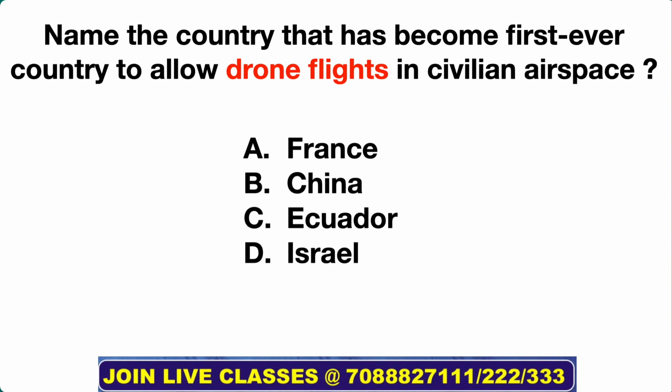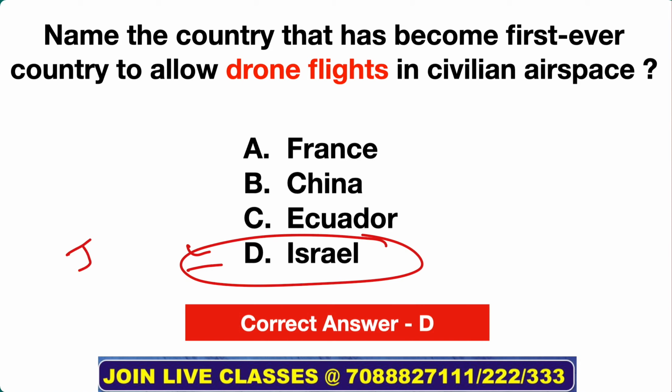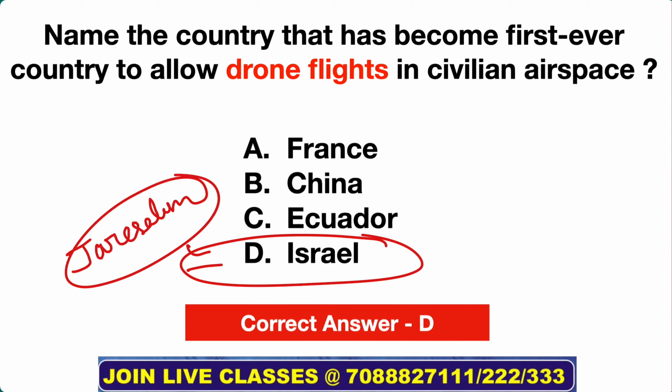Name the country that has become the first ever country to allow drone flights in civilian airspace. So the first country that has become that is Israel. The correct answer is Israel. What is the capital of Israel? Israel's capital is Jerusalem. France's capital is Paris. China, Beijing. Ecuador's capital is Quito.